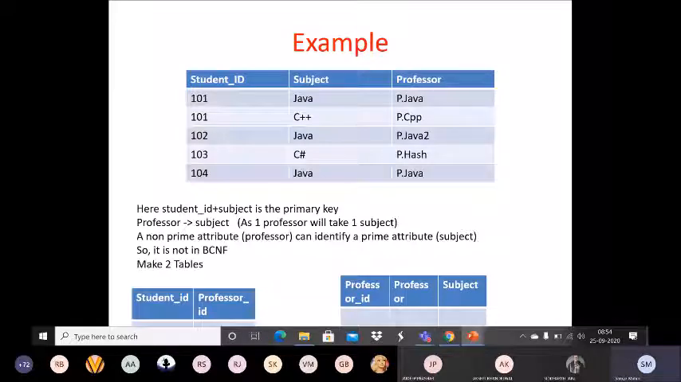Will it work or not? So the first table will be student ID and subject, and the second table will be subject and professor. Will this table work or not? Which type of problem will come? Can you tell which type of problem will come? If I take student ID and subject in one table and subject and professor in another table, then what type of problem will come?